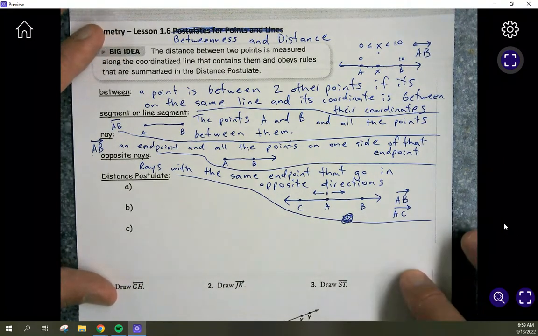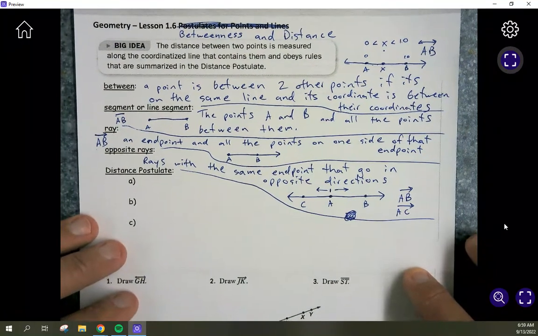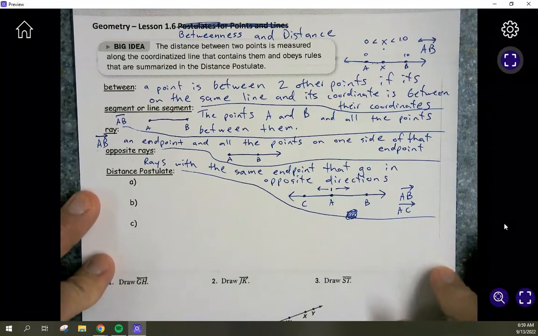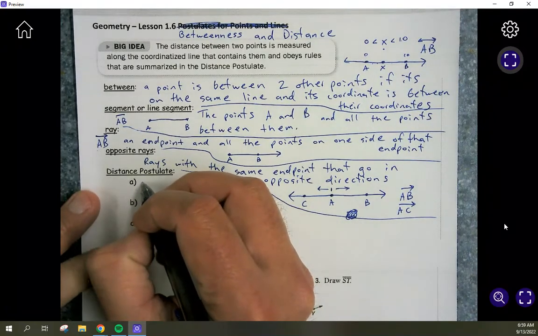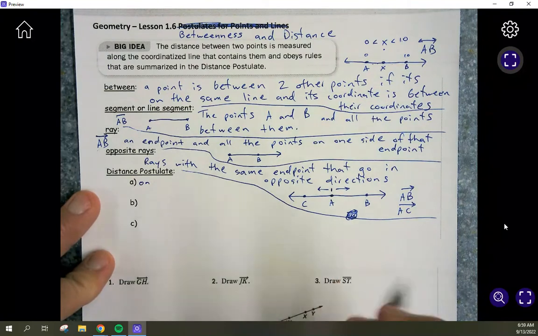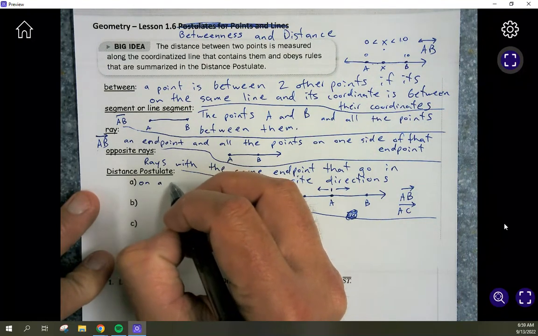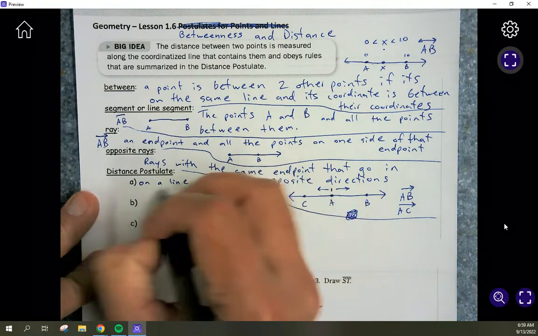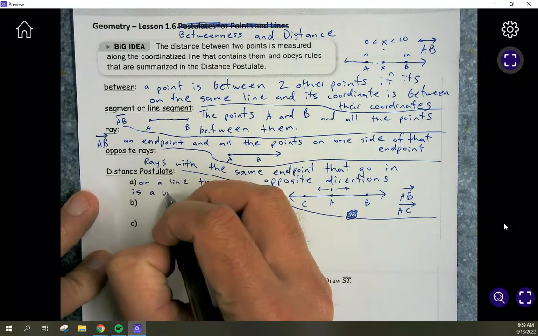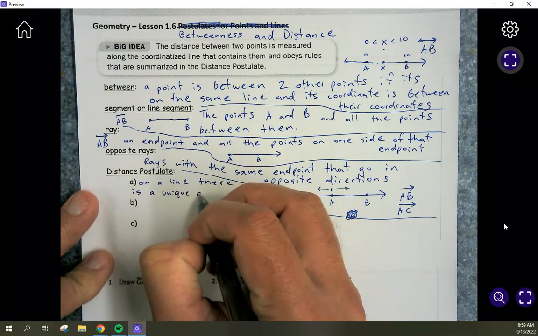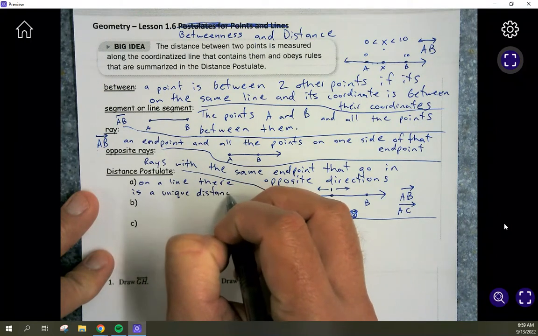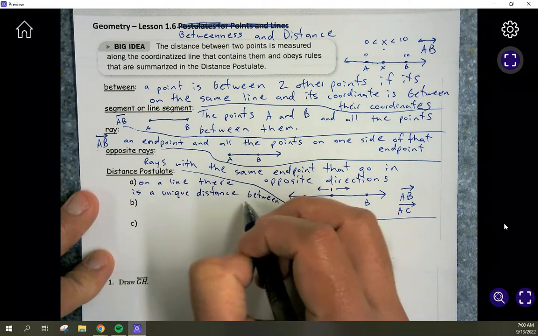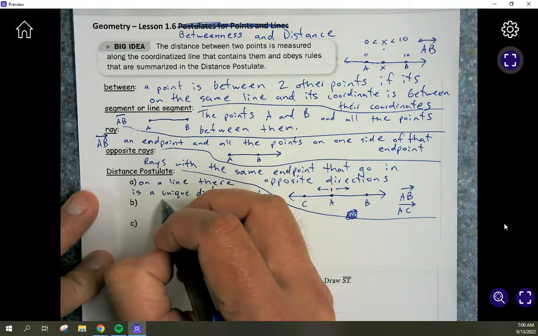All right, distance postulate. Again, a postulate we talked about the last section is an assumption. So we've got some assumptions we can make here. Some of these we've already talked about. So there are 3 parts to this. First one says, on a line, there is a unique distance between 2 points.